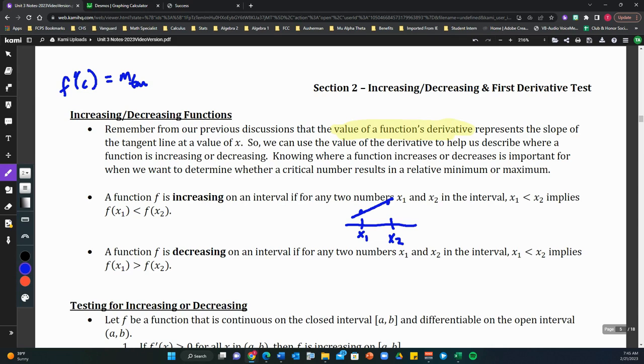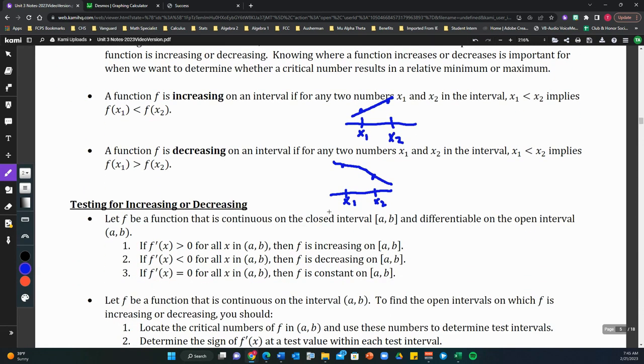If a function is decreasing, it's the exact opposite. We still have x1 occurring first. We couldn't flip that order around because, again, we read left to right. But now the y value at x1 is greater than the subsequent y value, and that results in a decreasing function. So those are the general definitions for increasing and decreasing, just to formalize it and have that idea in the back of our mind.